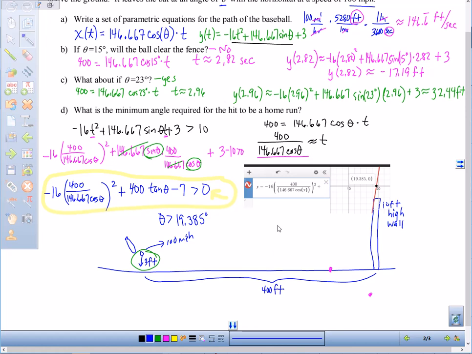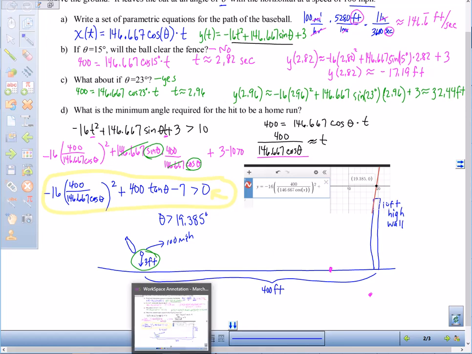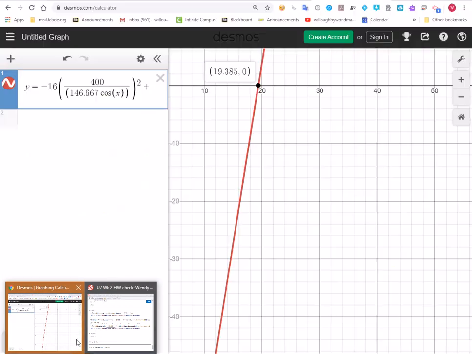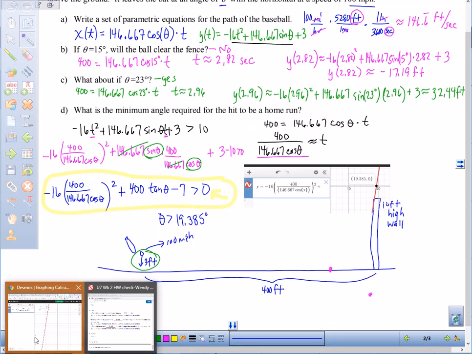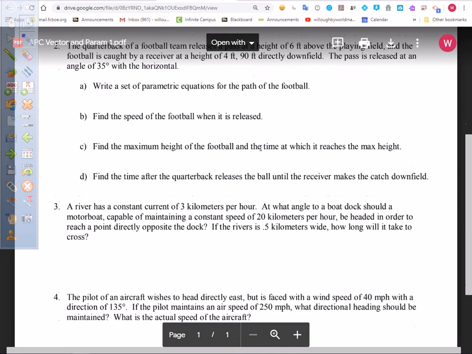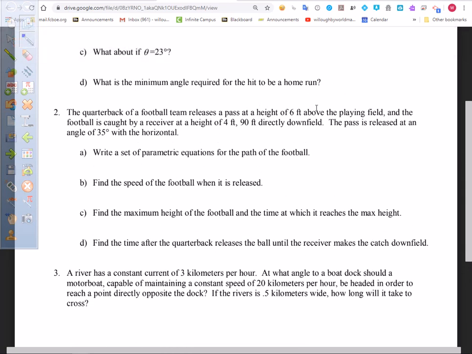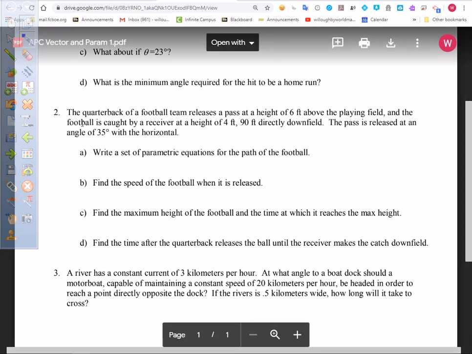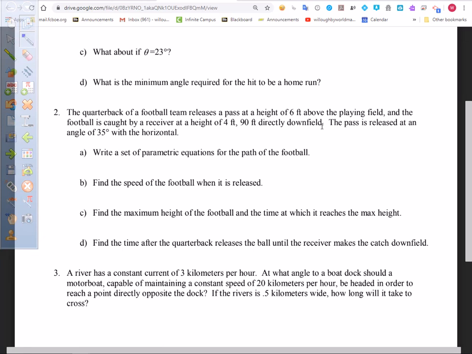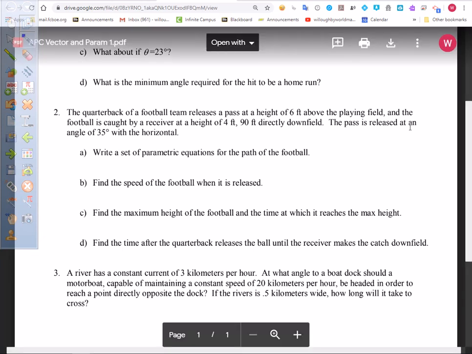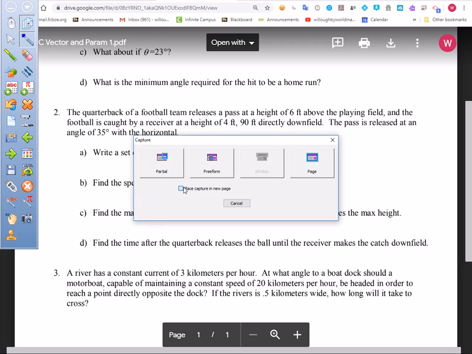Okay, let's take a look at number 2 now, and I'll walk you through that one. Okay, so for number 2, it says a quarterback in a football team releases a pass at a height of 6 feet above the playing field. The football is caught by the receiver at a height of 4 feet, 90 feet directly downfield. The pass is released at an angle of 35 degrees with a horizontal. All right, so let's snag this, and we'll start a new one.